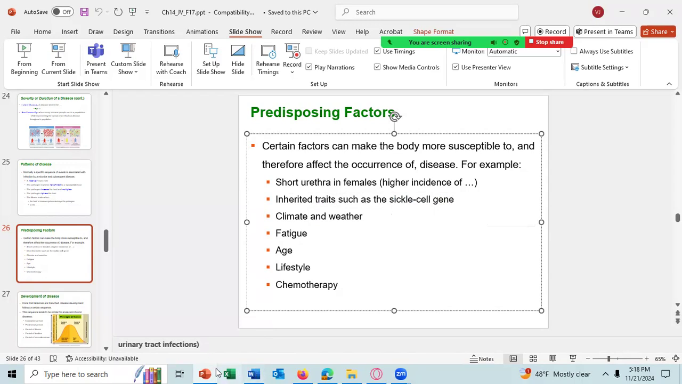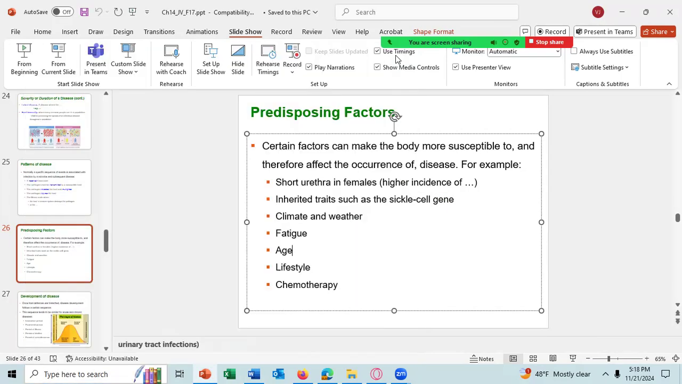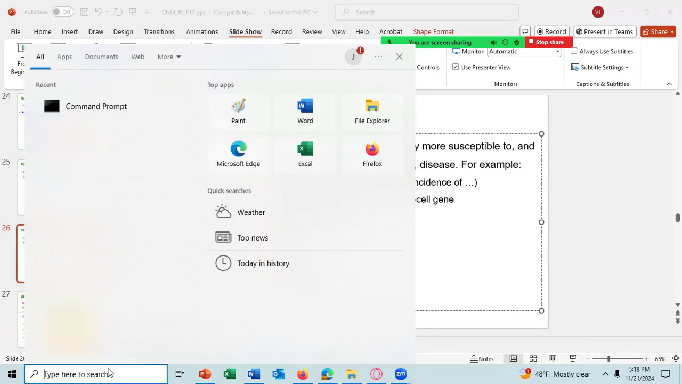the incidence of disease. Let me see if I can show that here. If I can get Paint to show. Nothing's showing for some reason. There we go.